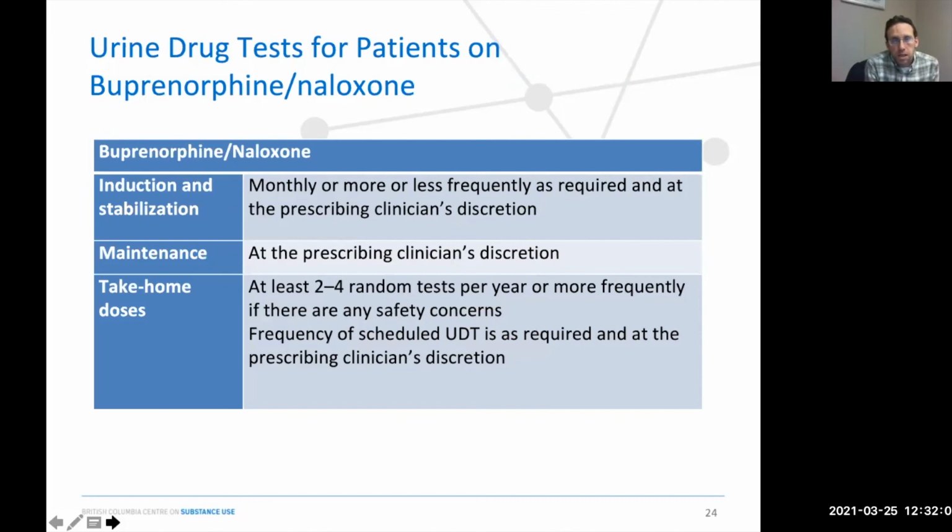Urine drug tests, again, urine drug tests are much less important in buprenorphine than in methadone or slow release oral morphine, where you really want to know that people are not using if they're having carry doses. I do, when I see people, if I can, I ask them for urine drug tests just to know what's going on and to educate them on what they're taking, because they often don't know. But according to the guidelines, it's 2 to 4 random tests for take-home doses. Next slide.